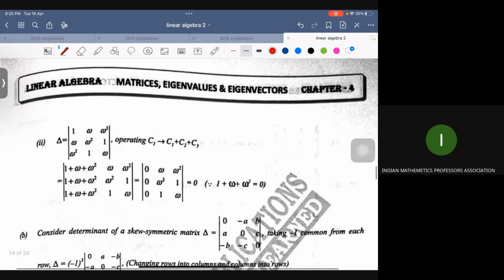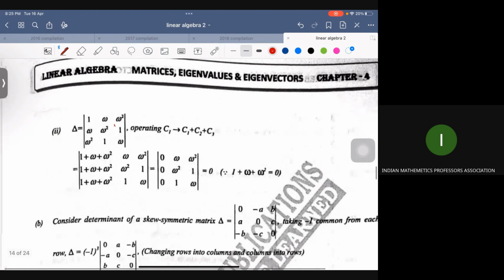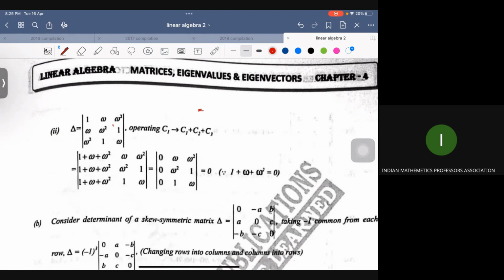If the matrix is 1, omega, omega square, and the matrix is like this, we can find the determinant by making C1 equal to C1 plus C2 plus C3. Adding, this becomes 1 plus omega square, and here 1 plus omega square, here also omega square plus 1 plus omega, and the second column and third column we are keeping unchanged.